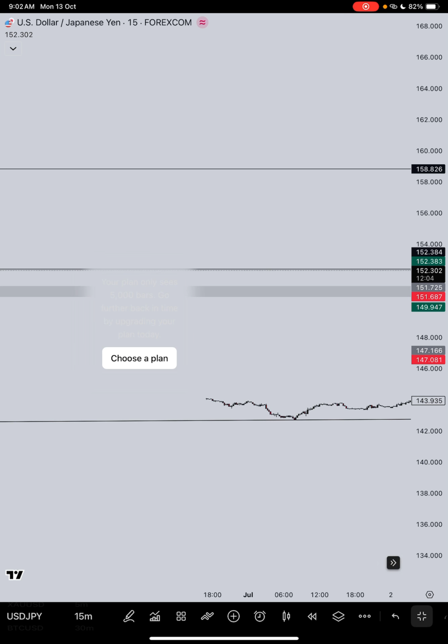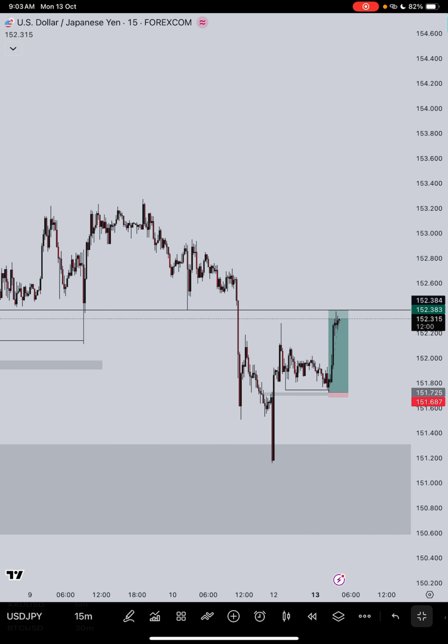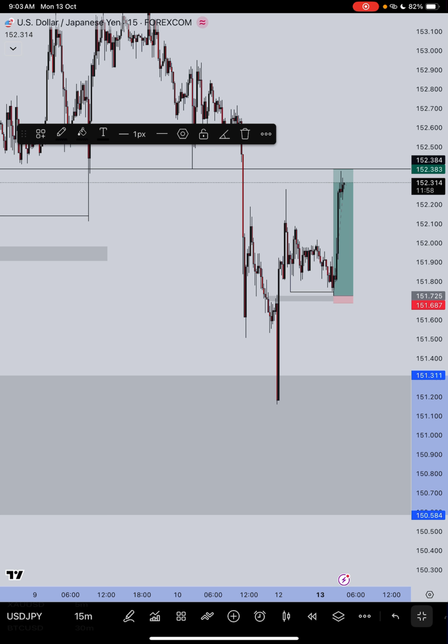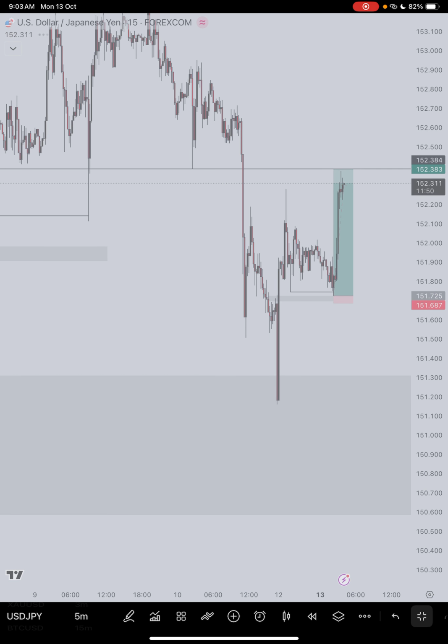Okay, so let's continue. So now you see this. Do you see this big zone here? This big zone here, that's that daily time frame setup. That's the support and resistance that we saw on the daily time frame. So my setup was actually gotten from the 5 minutes time frame.